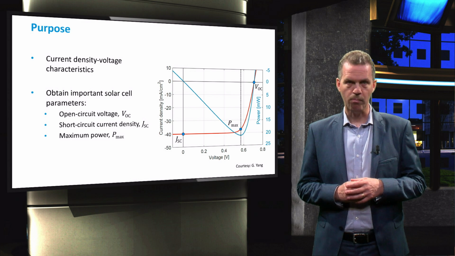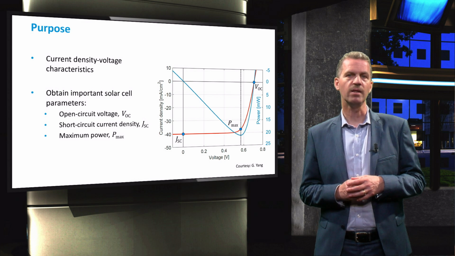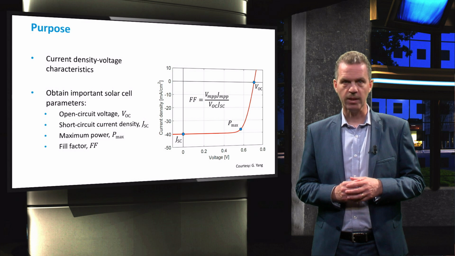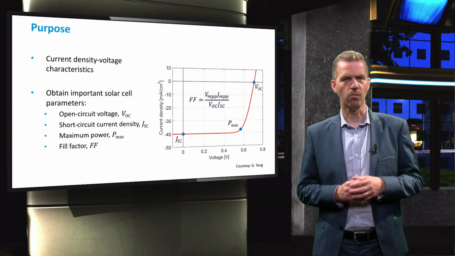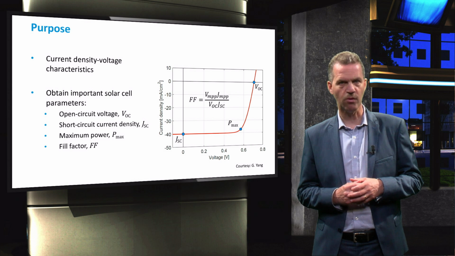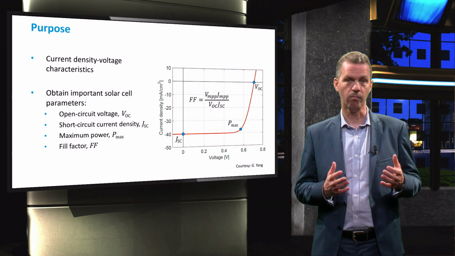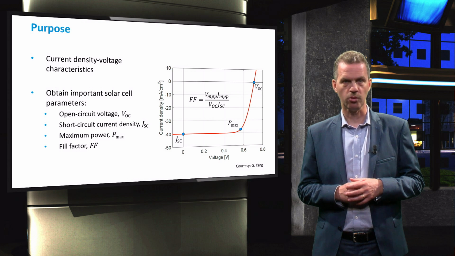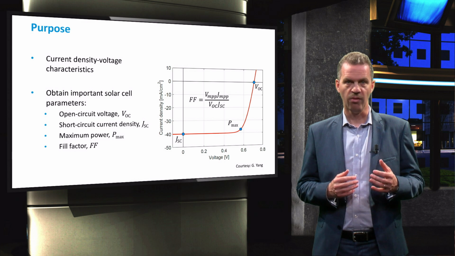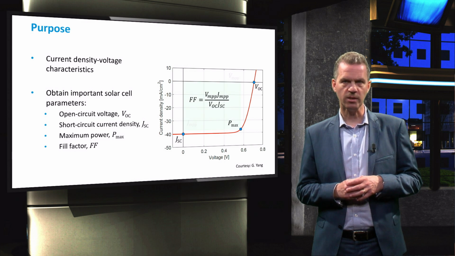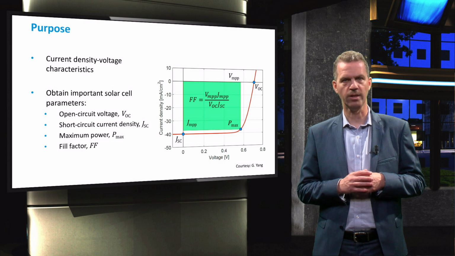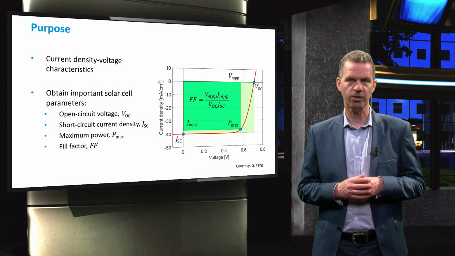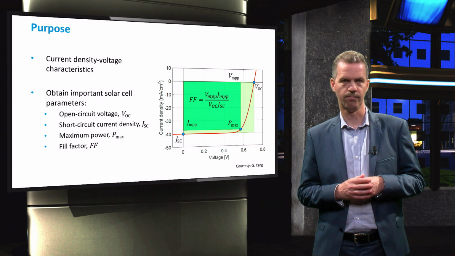The maximum power point is obtained by finding the maximum value of the current density times the voltage. The fill factor can subsequently be calculated as the ratio of the current density and voltage at the maximum power point, abbreviated to MPP, and the open circuit voltage and short circuit current density. This is equivalent to the ratio of the largest rectangle that will fit inside the JV curve and the rectangle formed by the open circuit voltage and short circuit current density.